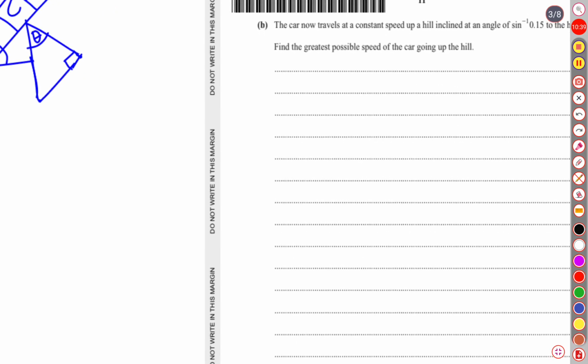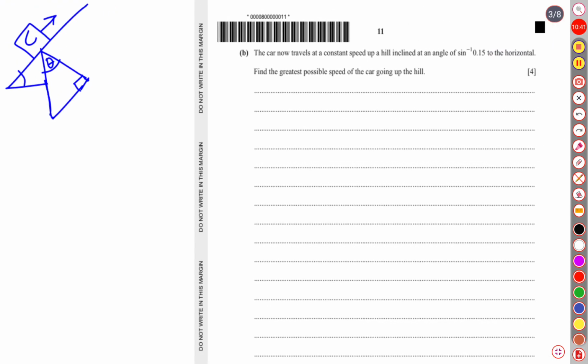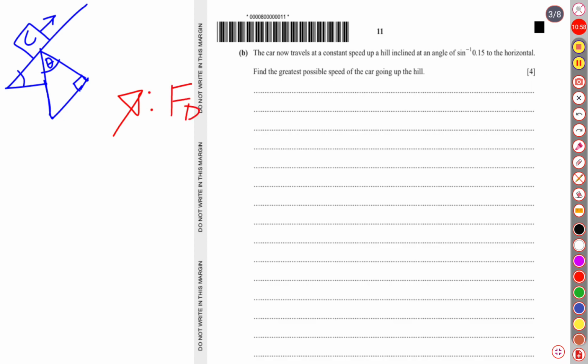Yes, we can continue writing over here. Okay. If we start our writing, the car is now traveling a hill. So the direction will be like this. Then the concept is the same: driving force minus resistance force is equal to mass into acceleration. So what is the driving force here?